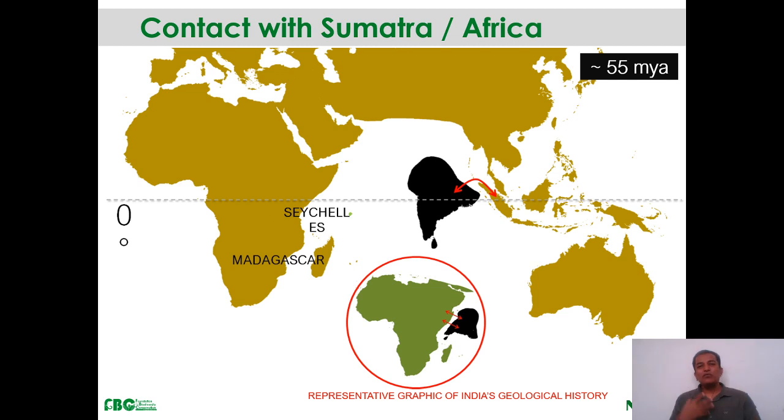So let's see how this happens. There are various hypotheses, people talk about it, and this is very interesting. One of the hypotheses says that when India was drifting, it drifted very close to the Sunda Islands and all those things.